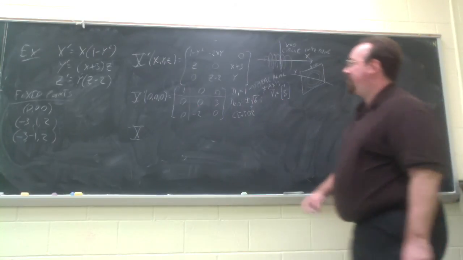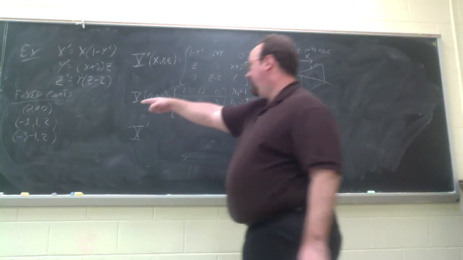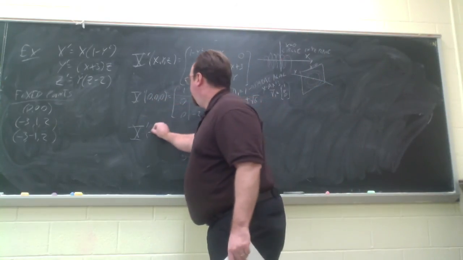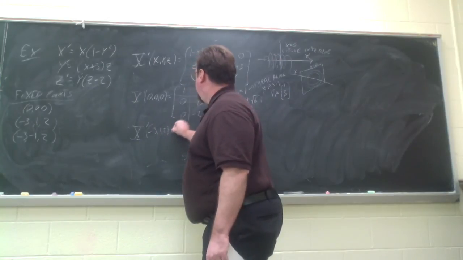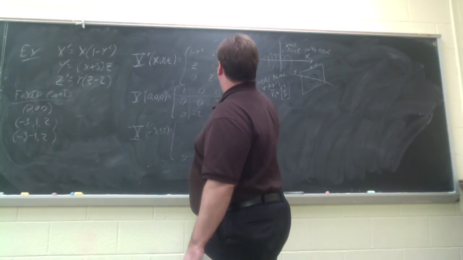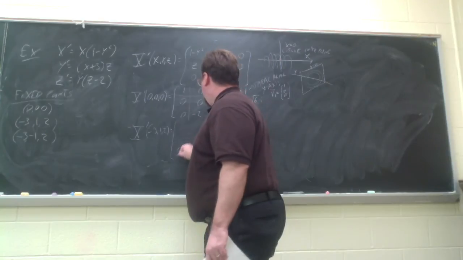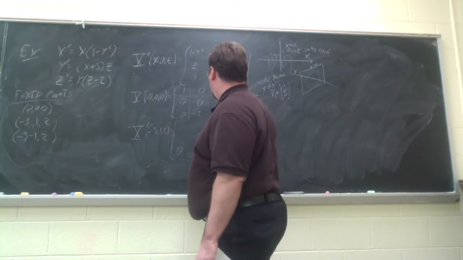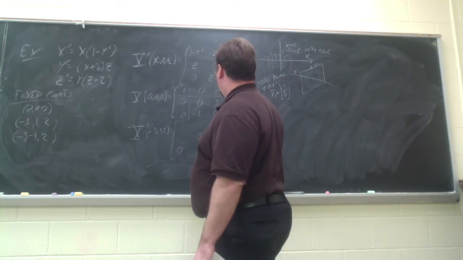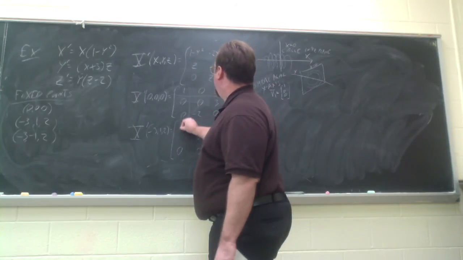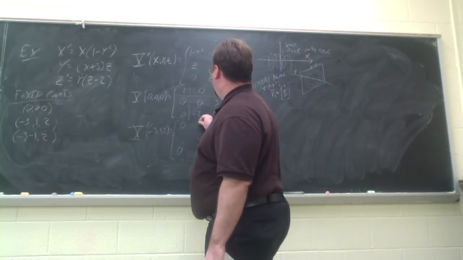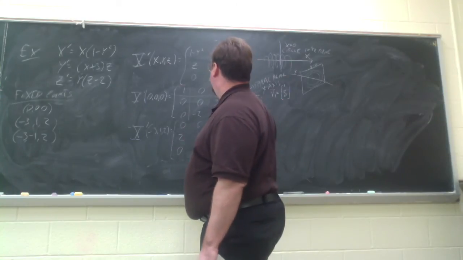Right. Next fixed point. So x is minus 3, y is 1, z is 2. Okay, well, let's see. Some of these entries are 0 anyway. And then that's going to be 0, and that's going to be 0. Y is 1, and then this is 0. Okay. 6, and z is 2.